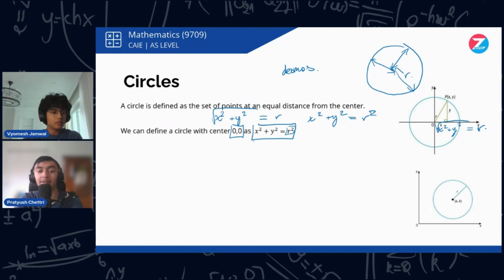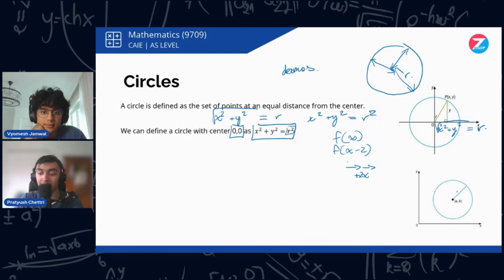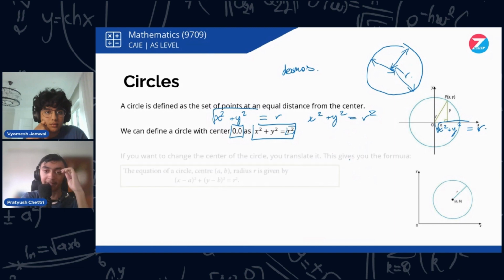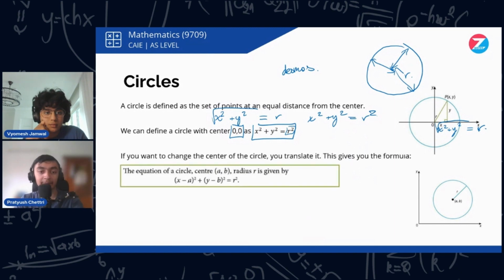But we can change the center using our, remember, functions. If you have f(x) and you have f(x) minus 2, you just moved it 2 to the right. So the translation of plus 2 in the x direction, not plus 2x, plus 2 in the x direction. Remember functions, transformations? We're going to apply that here to move the center of our circle around. Boom. Gives us the formula (x minus a) squared plus (y minus b) squared equals radius squared. Not gonna lie, this is actually the first time I've seen the derivation of the circle, and it makes so much sense. Yeah, right? It's awesome. Whoa. Yeah, it makes sense.